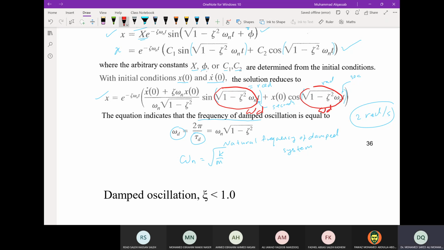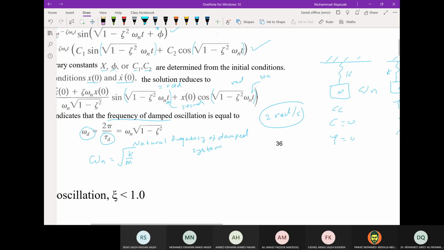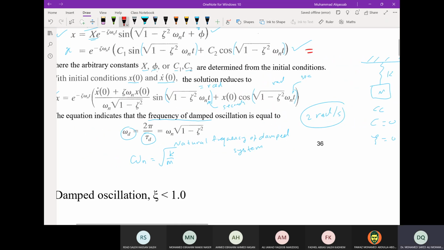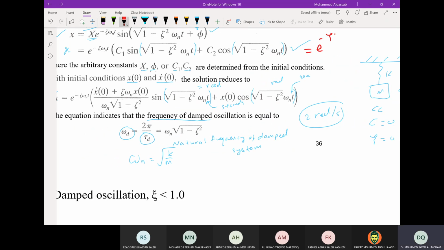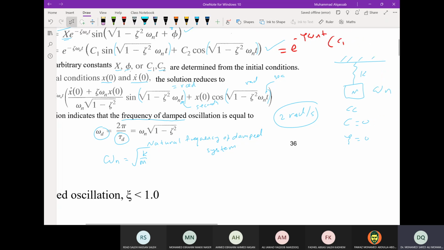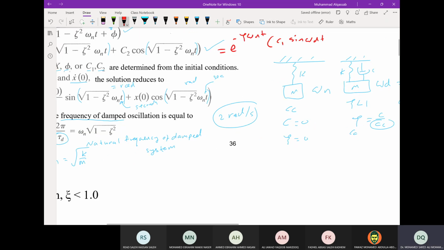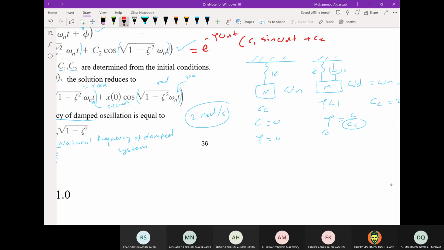So you can simplify this if you want, equal to e to power minus zeta omega n t times C1 sine omega d t plus C2 cosine omega d t, just to make it shorter.